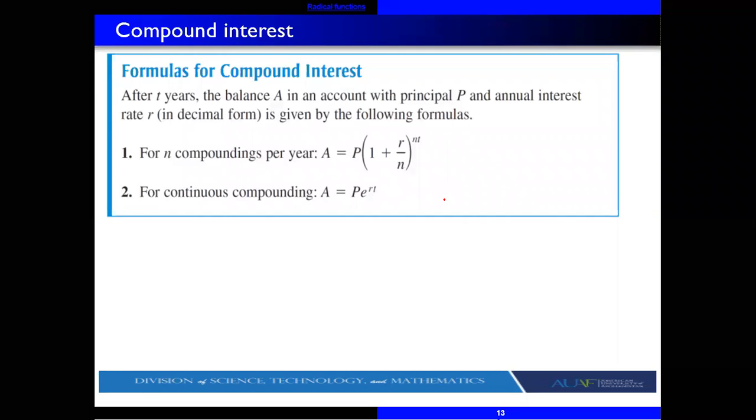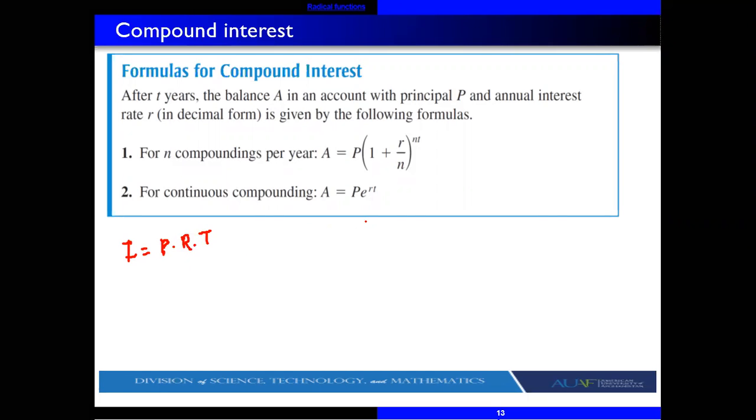Okay, let me write here. Let me explain. Simple interest, the formula of simple interest is interest is equal to principal, rate and time, but time in years.